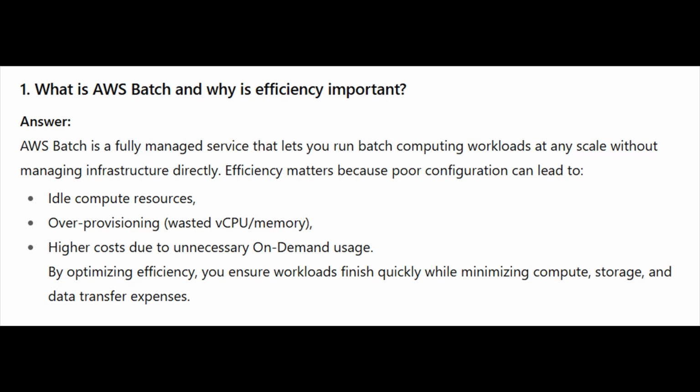1. What is AWS Batch and why is efficiency important? Answer. AWS Batch is a fully managed service that lets you run batch computing workloads at any scale without managing infrastructure directly. Efficiency matters because poor configuration can lead to idle compute resources, over-provisioning, wasted vCPU/memory, and higher costs due to unnecessary on-demand usage. By optimizing efficiency, you ensure workloads finish quickly while minimizing compute, storage, and data transfer expenses.